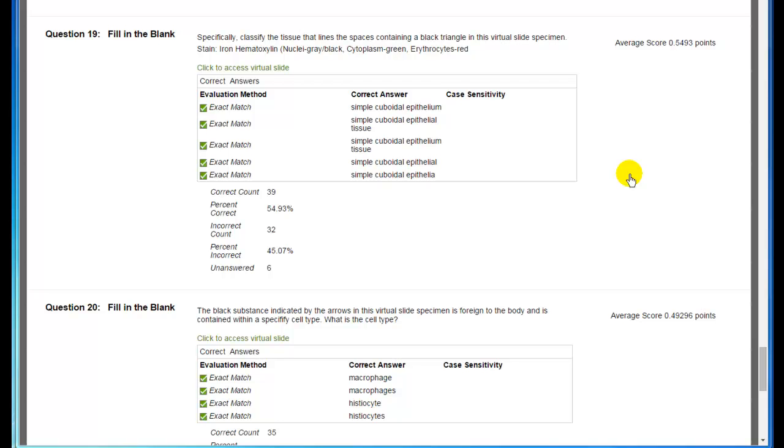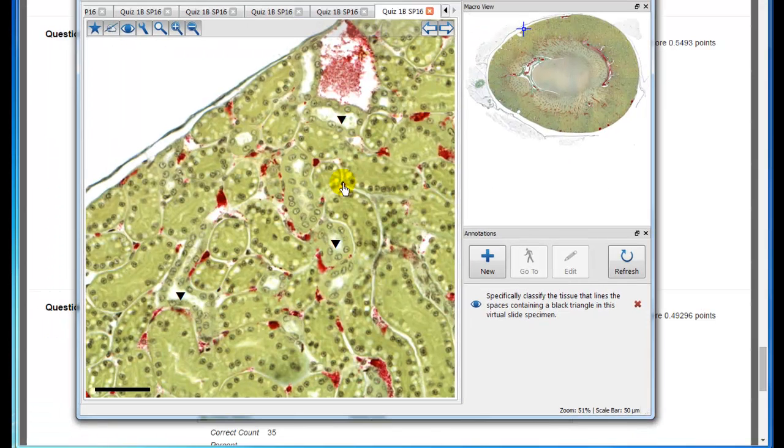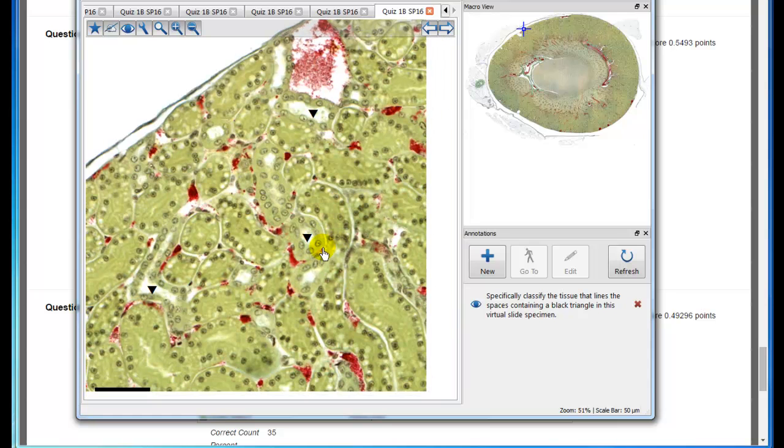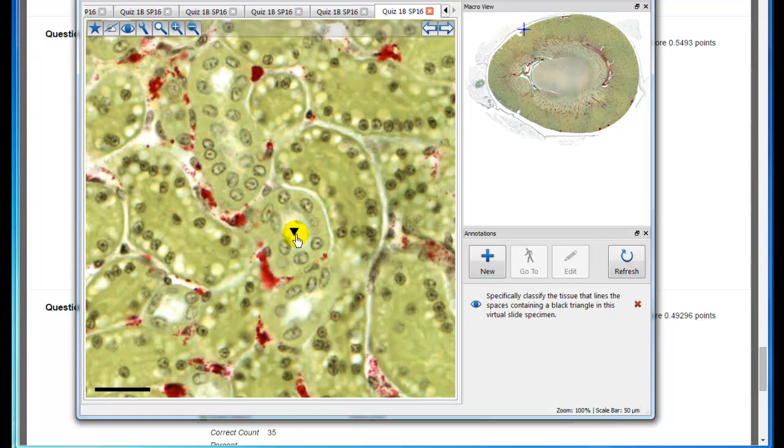Okay, the next question was question 19, and the answer was simple cuboidal epithelium. You can see the several correct type-in answers we accepted, and 55% of the class got this correct. So you're asked to identify or classify the tissue that lines the spaces containing a black triangle. So here's the specimen. These are the black triangles. And if you focus on this one and enlarge it, you can see this is the lumen.